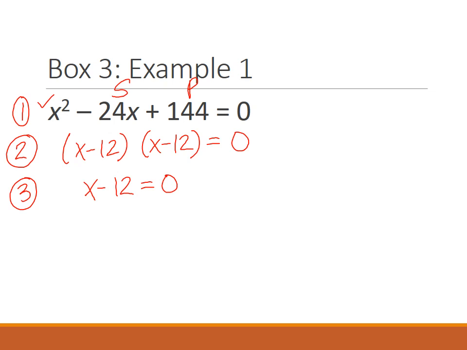All right. There you go. Step 4 says we solve for x. What would I need to do to solve for x? Add 12 to both sides. And we get x equals 12.